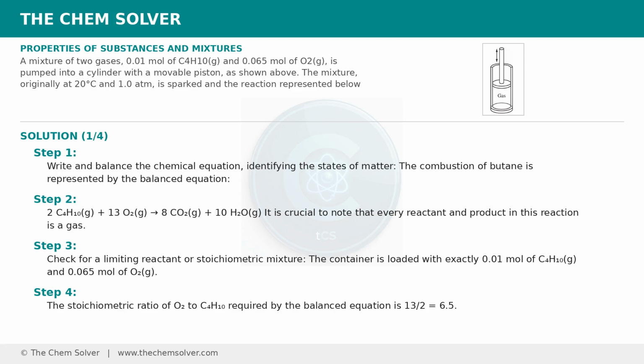Check for a limiting reactant or stoichiometric mixture. The container is loaded with exactly 0.01 moles of C4H10 and 0.065 moles of O2. The stoichiometric ratio of O2 to C4H10 required by the balanced equation is 13/2 = 6.5.